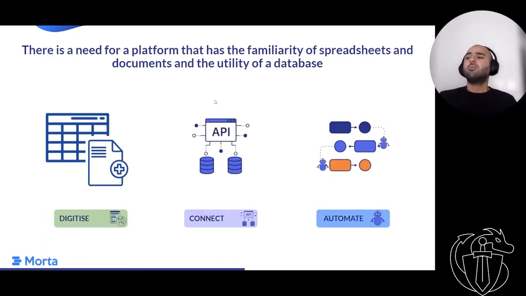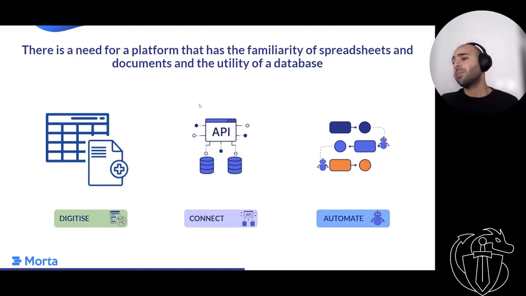So at Morto, we really felt that there was a need for a platform that has the familiarity of spreadsheets and documents and the utility of databases. And I think that's quite important because we've seen that every professional can mold the spreadsheet to take the shape of the process that they want. And we felt that we should enable professionals to continue to have that power, but to benefit from some of the emerging technologies that are coming out and benefit from the power of databases.